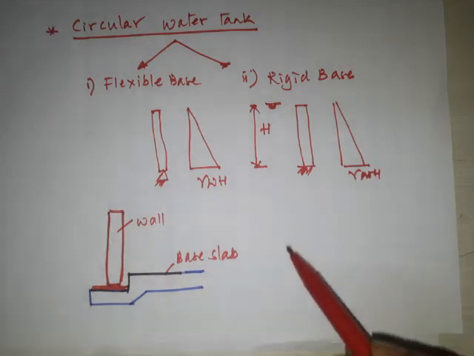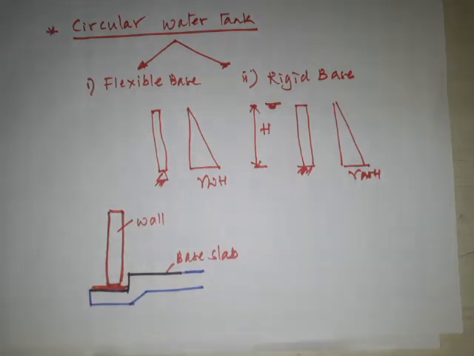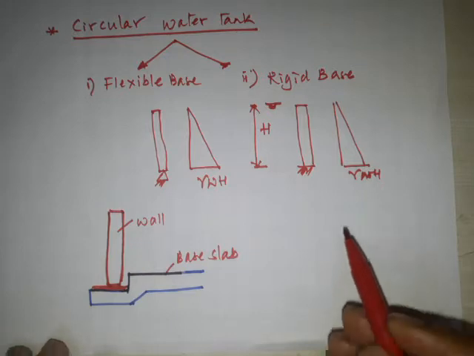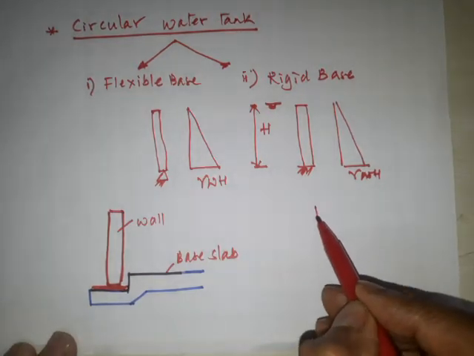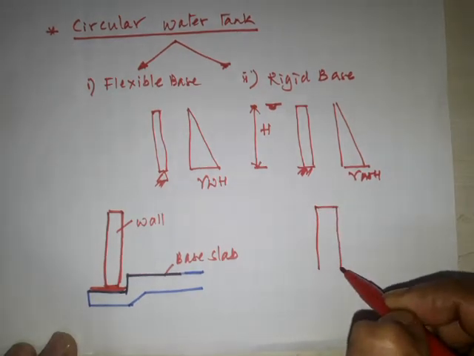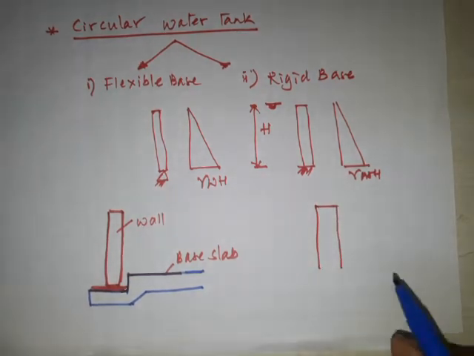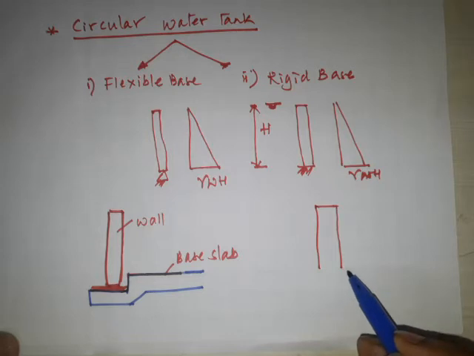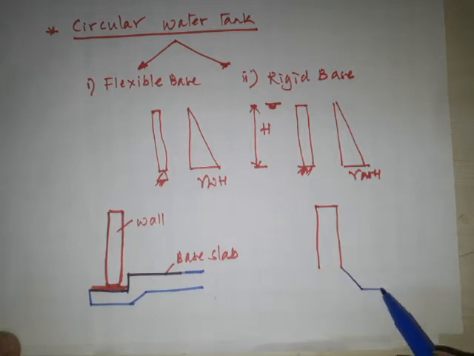And if you consider the rigid base, what will be the connection here? If it is a rigid base, what will happen? We have the vertical wall again, then we have the base slab, like this.